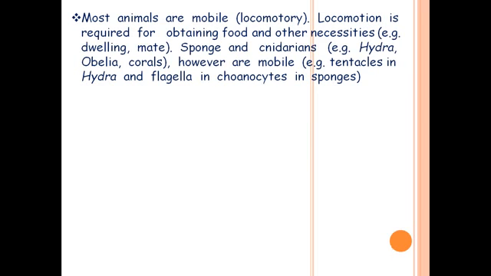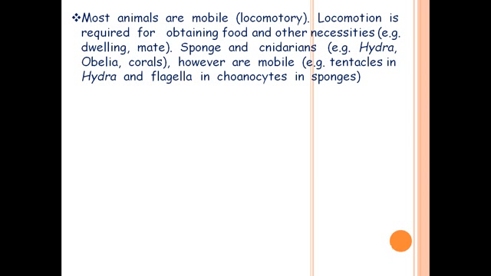Most animals are mobile, that means they can move from one place to another. Locomotion is required for obtaining food and other necessities. Animals move in search of food, dwelling or mate. Mate means to find a partner for reproduction. Sponges and cnidarians, for example Hydra, Obelia, corals, are also mobile.